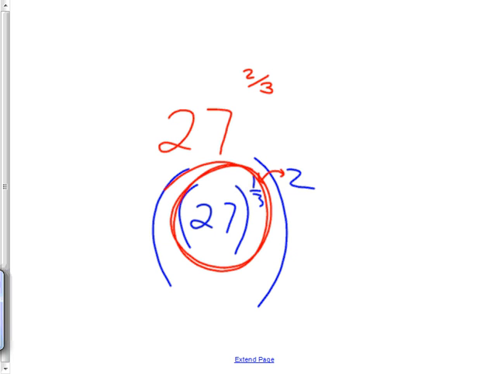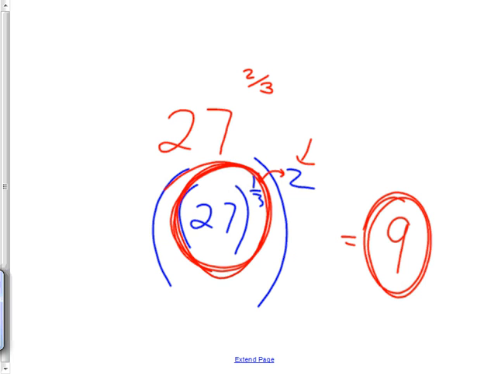So 27 to the 1/3 is the third root of 27, which is what? No, it's not. It's 3. Then you square it, and the 3 squared becomes 9. See what just happened there? The red circle thing here, that was 3. And then you square it, gives you 9. All right, that's fraction powers.